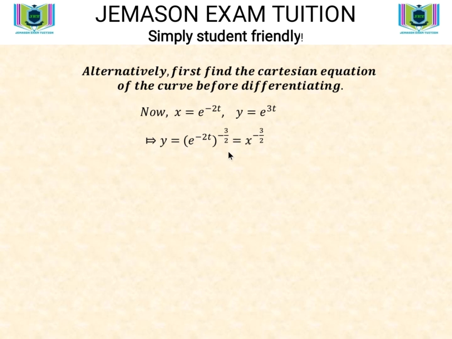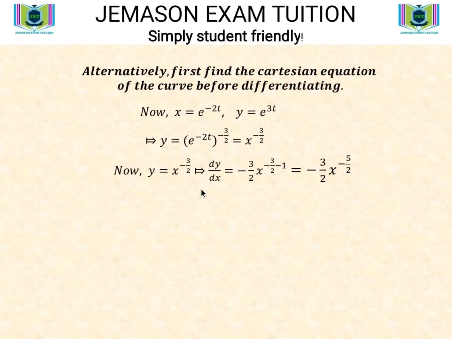And so we can now replace the exponent in the brackets, e to the negative 2t, which corresponds to x, to have that y equals x to the power negative 3 over 2. This other power, negative 3 over 2, will now be the power of x, as the exponent e to the negative 2t has been replaced by x. So now y is in terms of x exclusively, and we can now find the derivative of y with respect to x, so that we can proceed to have the second derivative.